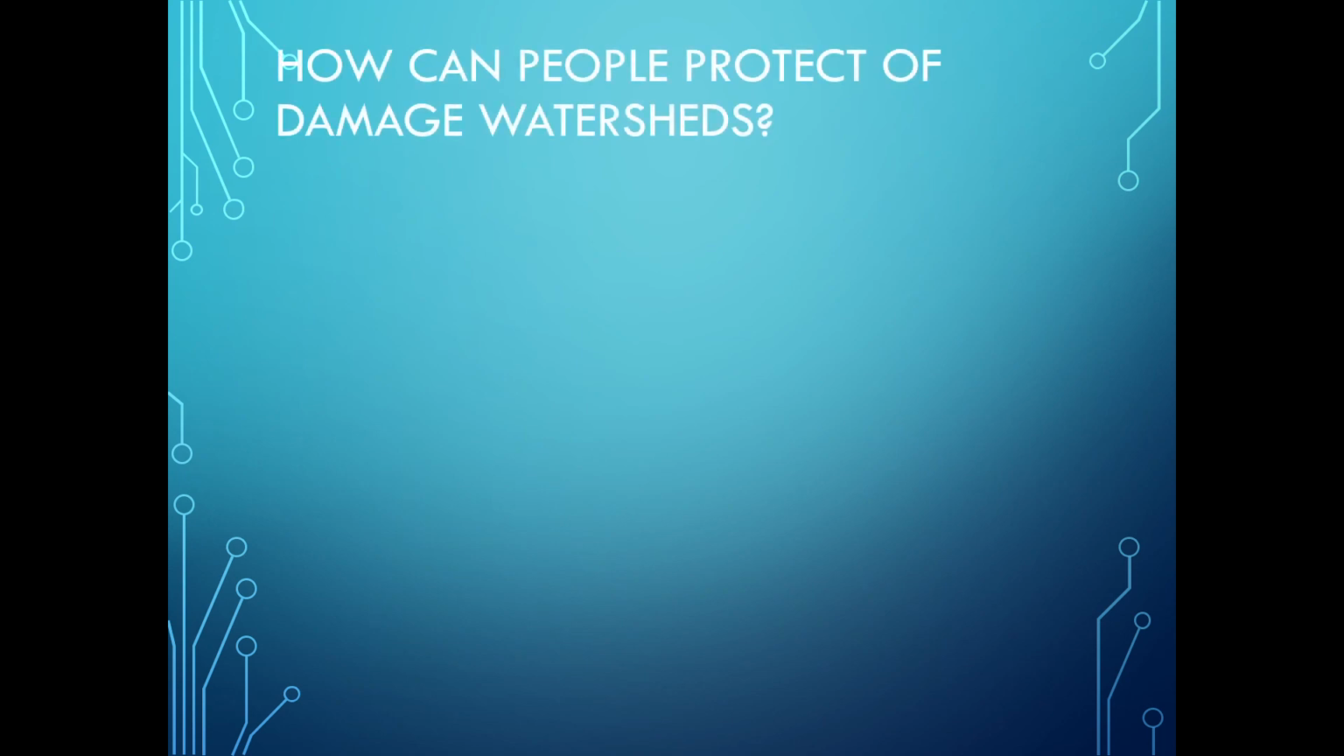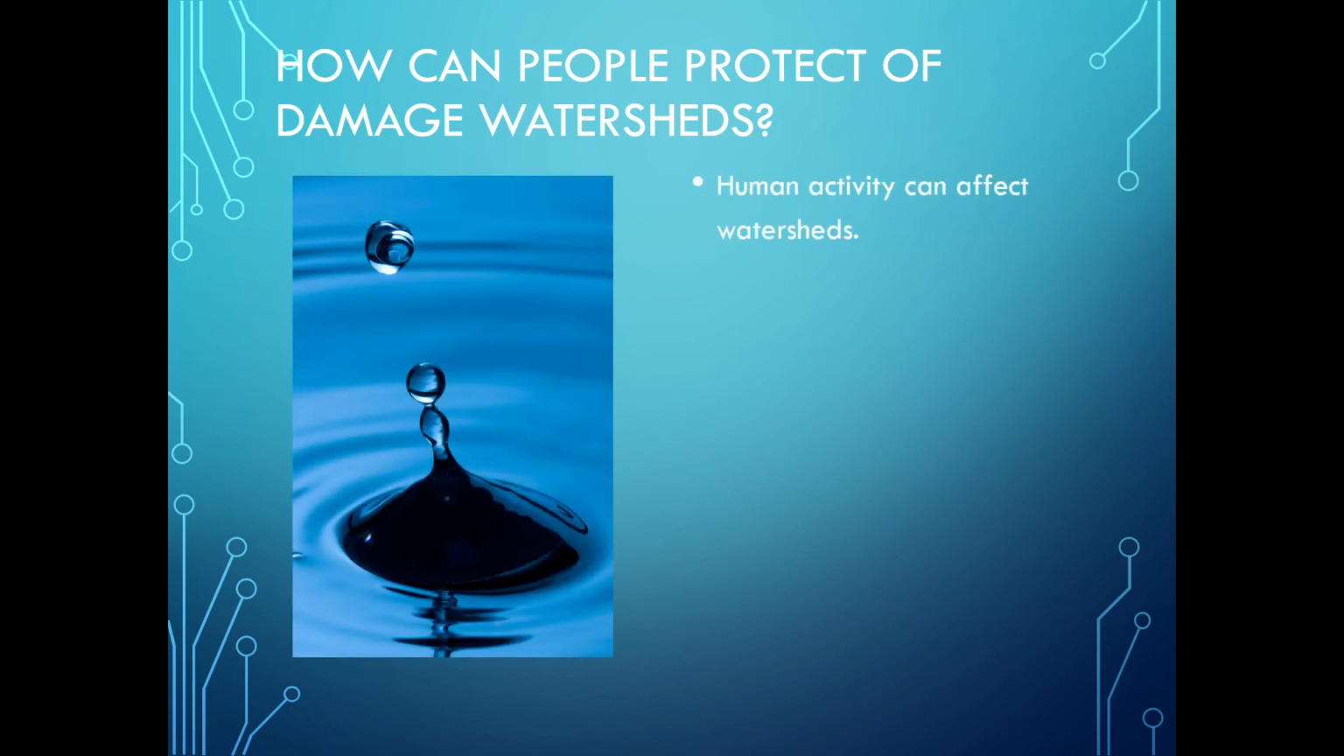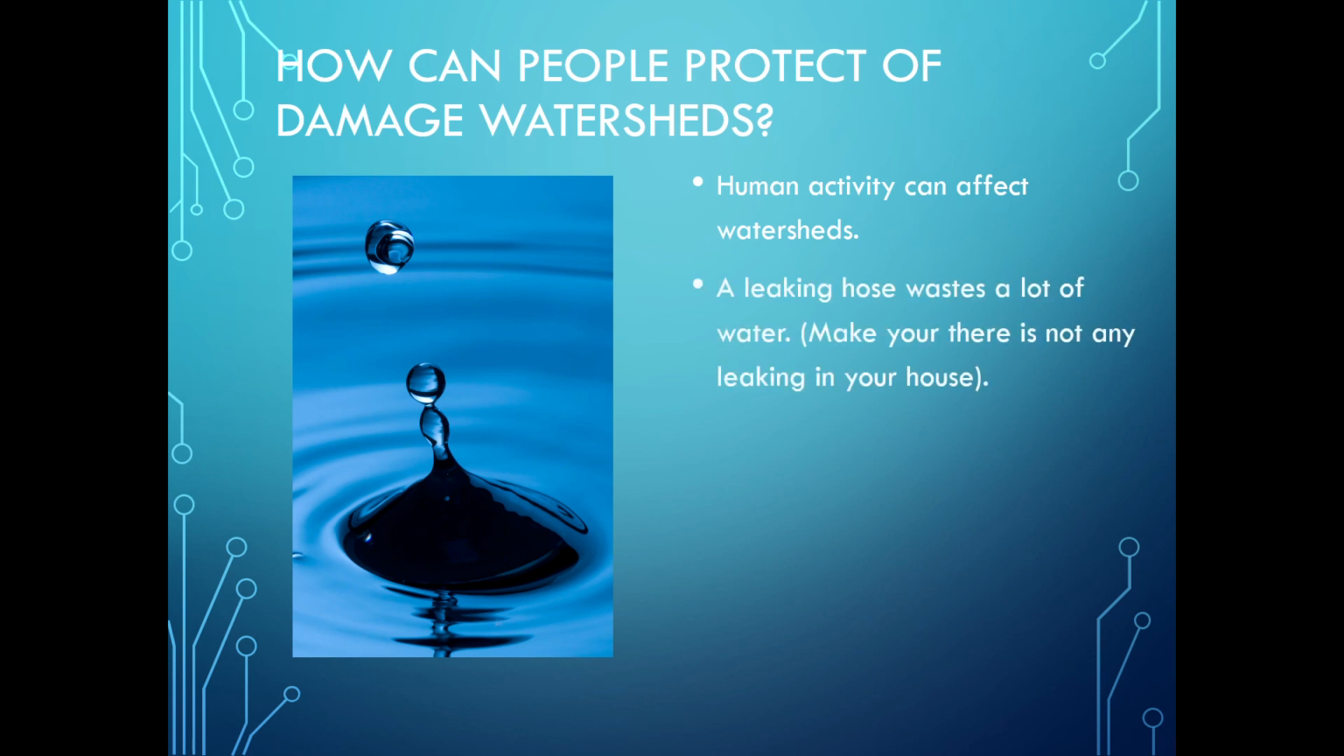Now we have, how can people protect damaged watersheds? Well, just like I mentioned before, human activity can affect watersheds, definitely. The thing is that if we overuse the resources from there, we are going to be stealing the resources that not only plants but animals need in order to survive. So we really have to be very careful with the water that we use, because the water that we're getting at our houses might come directly from a river or a lake. So it's very important to take it into account.